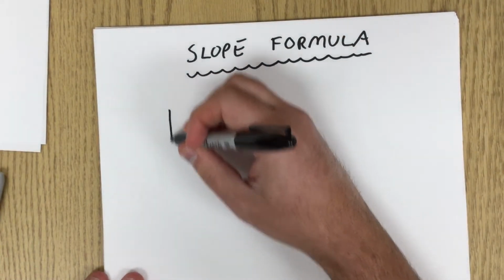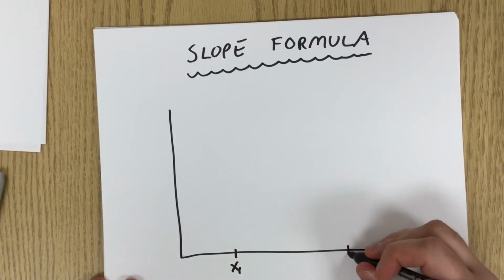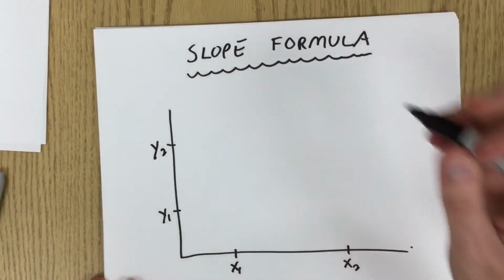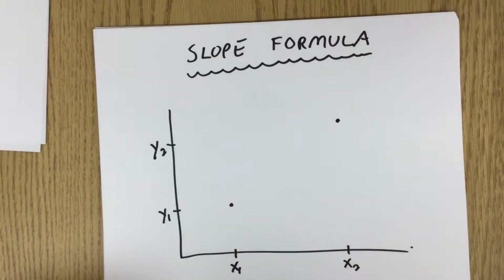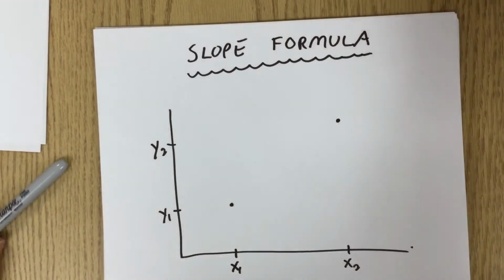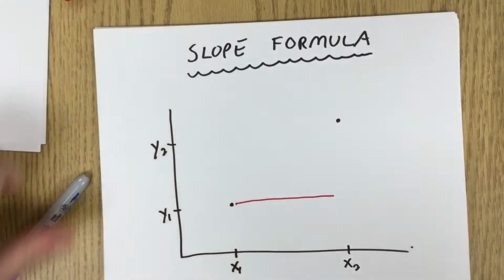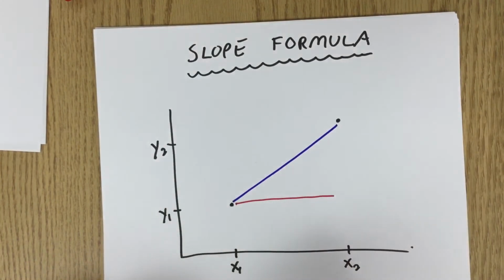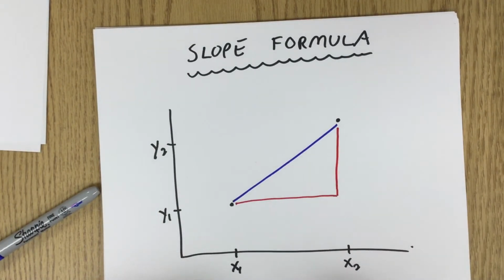So for the slope formula, we're going to have some points. I'm going to say that we have a point over here and a point over here. And actually what I want is the slope of this line. So I want the slope of the blue line. And the way we find the slope of the blue line is we do rise over run.